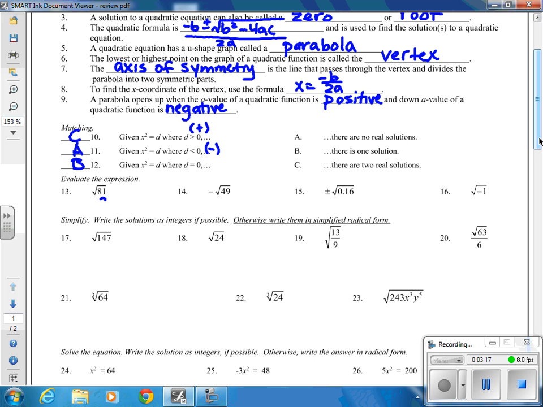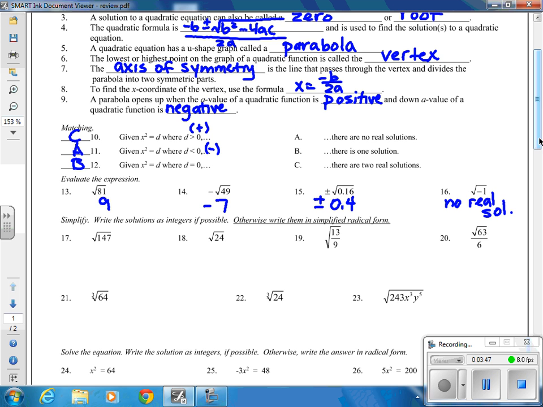So the square root of 81 is just 9. Negative square root of 49 makes negative 7. Okay. For number 15, plus or minus has to be in your answer because it's on the outside. The square root of 0.16, right, is 0.4. Okay. For number 16, the square root of negative 1, where the negative sign is inside, you cannot do, so that's when we write no real solutions.